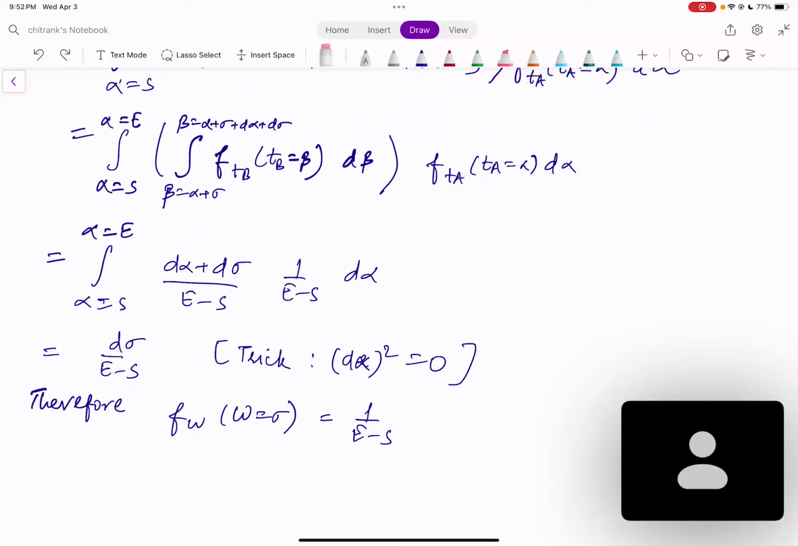Another thing that I want to point out is that the integration that you can see on the second last step is kind of weird, because we see D alpha square, right? So here I'm just using a hack to say that D alpha square is nothing but 0, because D alpha is tending to 0. That's the only hack that I'm using.